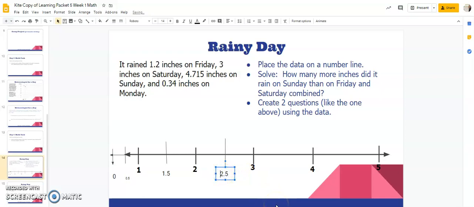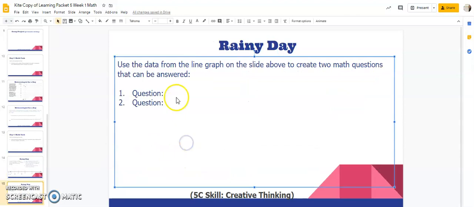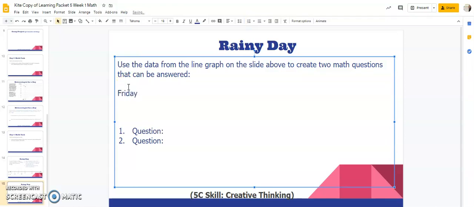Alright, once you have your benchmarks labeled, then you can place these on the number line a lot easier. But that's not all that we have to do. We have to figure out how many more inches did it rain on Sunday than on Friday and Saturday combined. So I hear that word, Friday and Saturday combined. So I'm going to come over here, and I'm going to do this up here. In order to solve that, I have to do Friday and Saturday combined. That tells me it's addition. Friday and Saturday. So I got to figure out that.